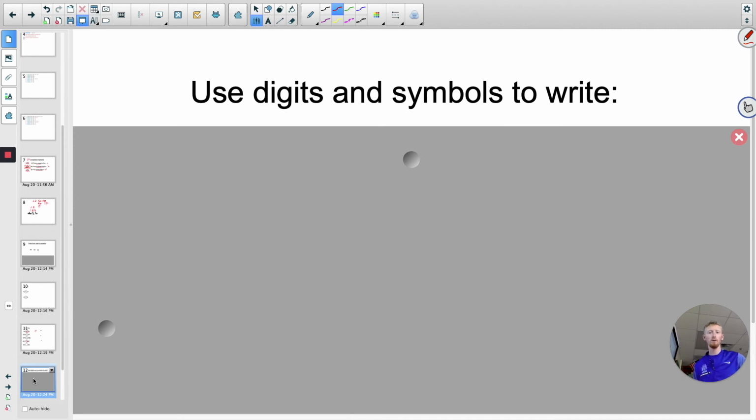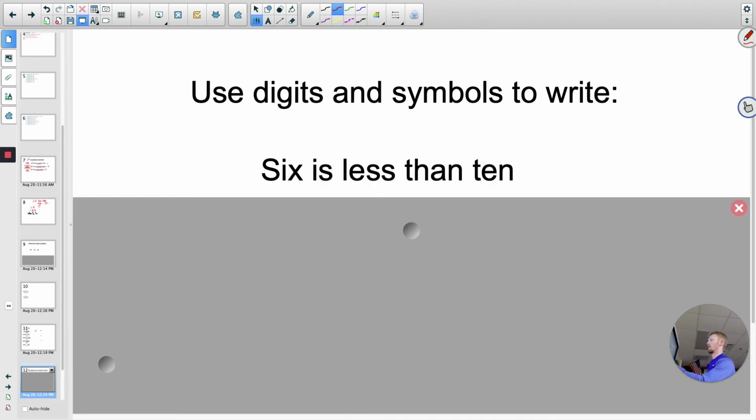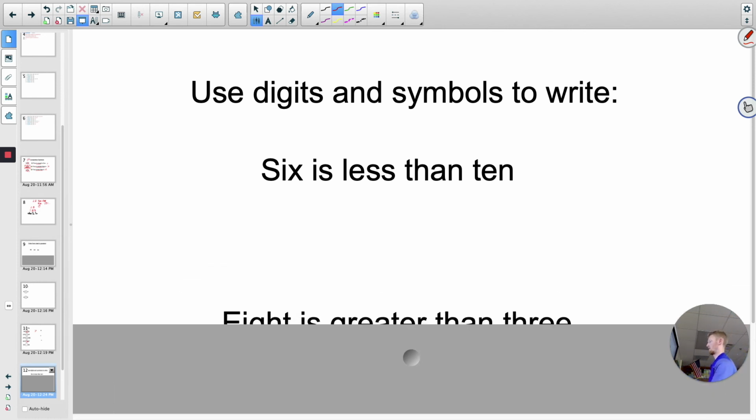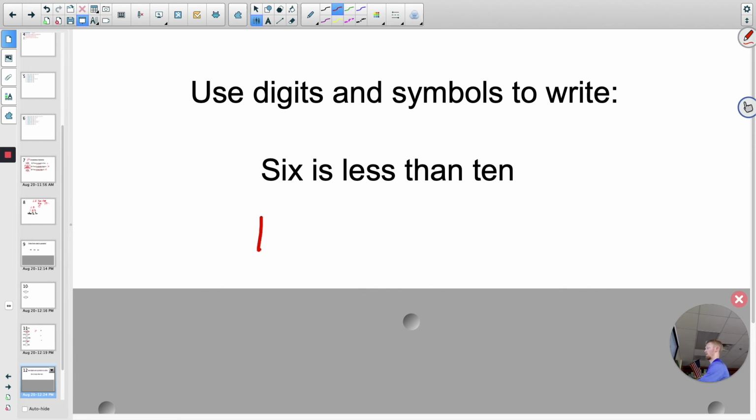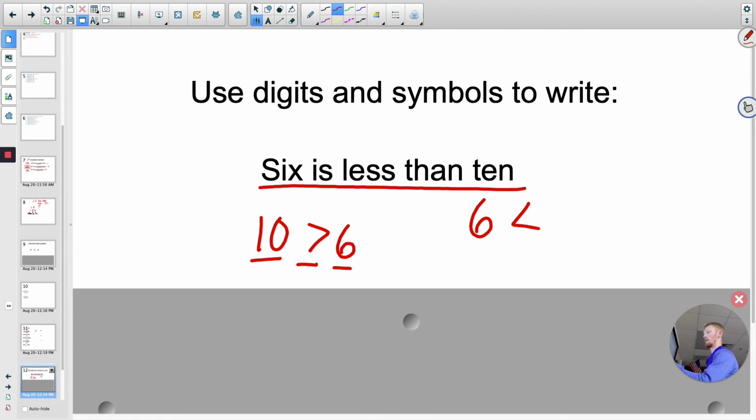All right, use digits and symbols to write 6 is less than 10. Go ahead, write that down. Write 6 is less than 10, and then write it in symbols. If you wrote down 10 is greater than 6, that would be incorrect, when it asks 6 is less than 10. So what you should write down is 6 is less than 10. Always from left to right.